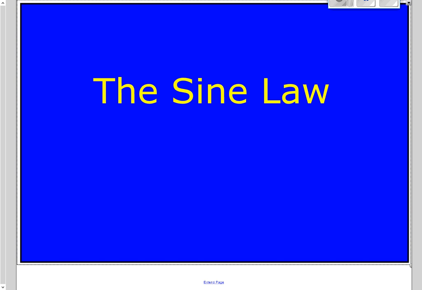We won't always have right triangles, and so today we're going to begin by looking at the sine law, which will help us solve for missing angles and sides if we are not given a right triangle. So with right triangles, we can find missing angles and sides using the primary trig ratios, but again, only if it's a right triangle, and we don't always have that.